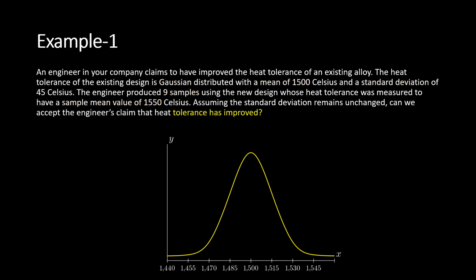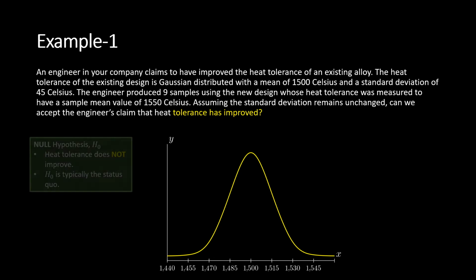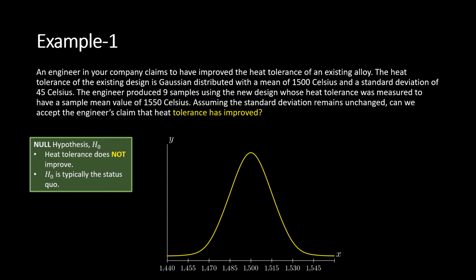We want to examine whether the heat tolerance has improved. So let's set up the null hypothesis. You should note that the null hypothesis is typically the status quo, or the hypothesis that you are trying to disprove, which in this example is that heat tolerance does not improve in the new design. So now that the null hypothesis is set, we can go ahead and find our critical value.